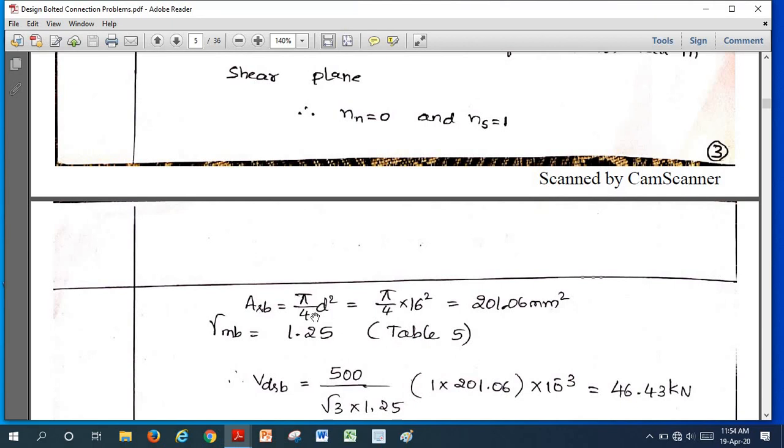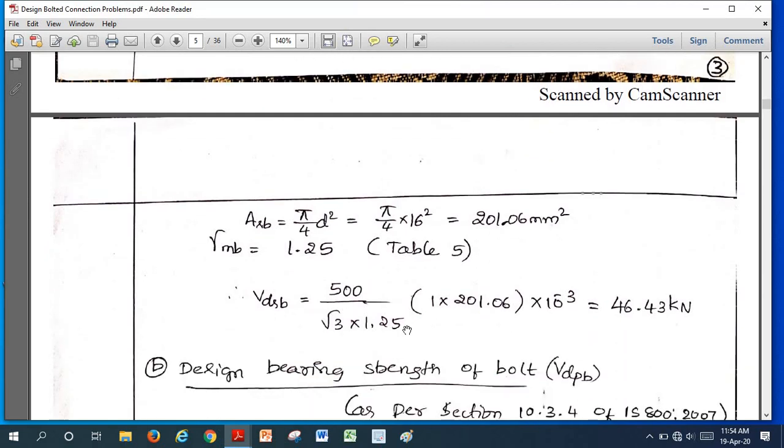The Asb formula is pi by 4 d square. This comes out to be 201.06 millimeter square. Gamma mb is 1.25. Substituting into the formula: 500 by root 3, by 1.25, into 1, into 201.06, that is Asb, into 10 power minus 3 to get the answer in kilonewton, since the tensile strength is in Newton. To convert into kilonewton, we should multiply by 10 power minus 3, or divide by 10 power 3. Here the strength of the bolt in shear is 46.43 kilonewton.